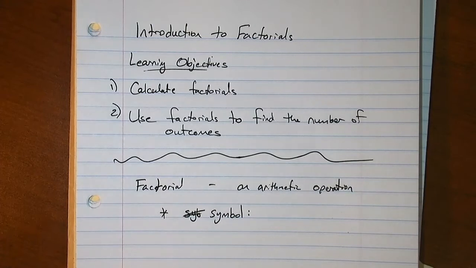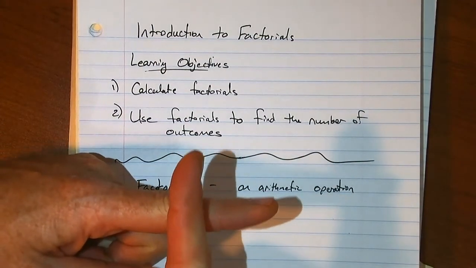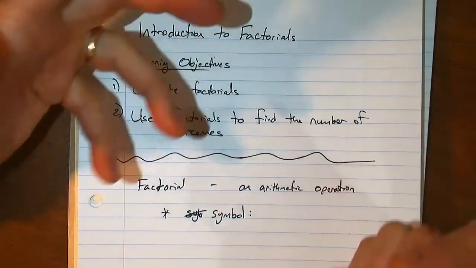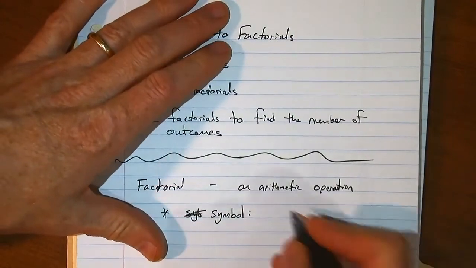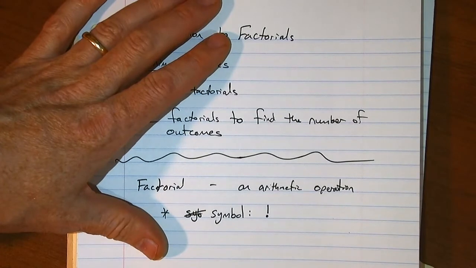Now, all of the different arithmetic operators have some sort of symbol. So we know that when we see a little tiny plus sign, that means addition, right? If we see a little x, that means multiplication. So what is the symbol that means factorial? Well, it's the exclamation point. That's the symbol for factorial.